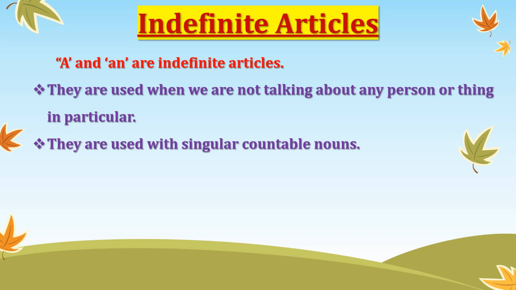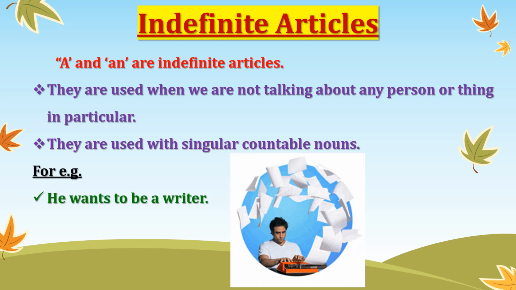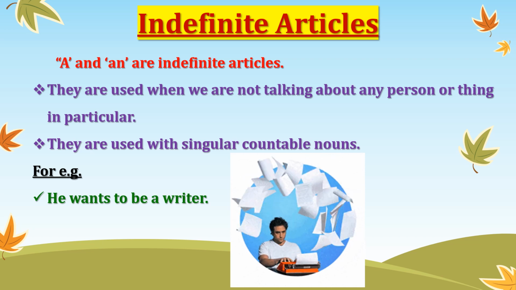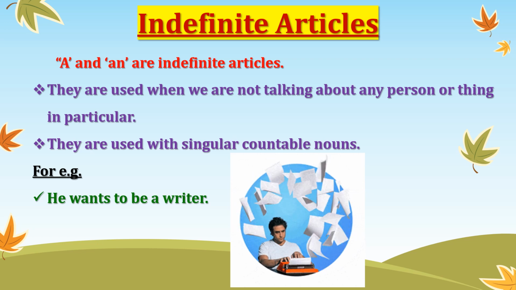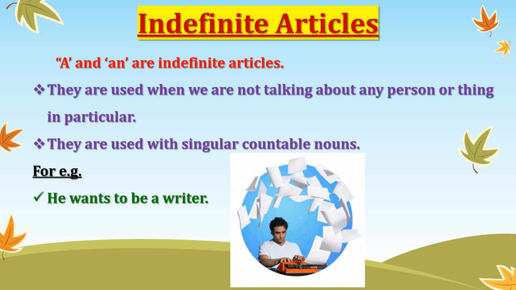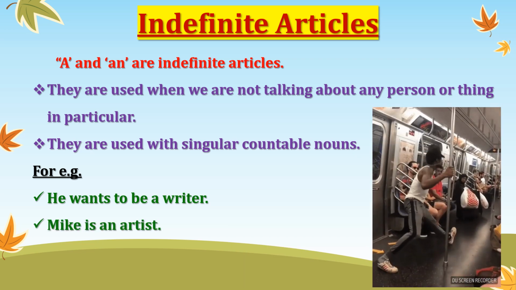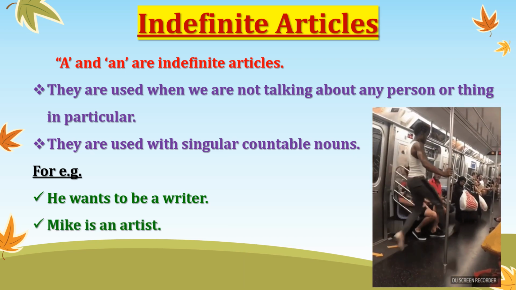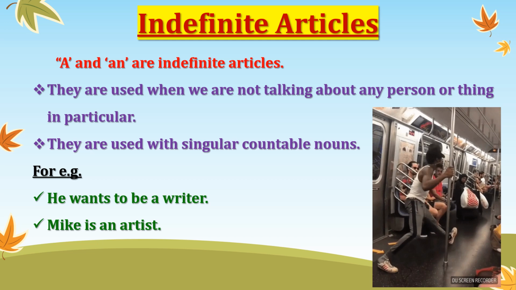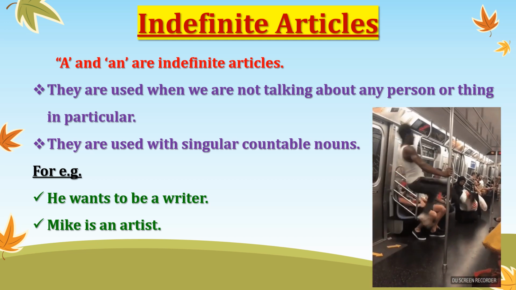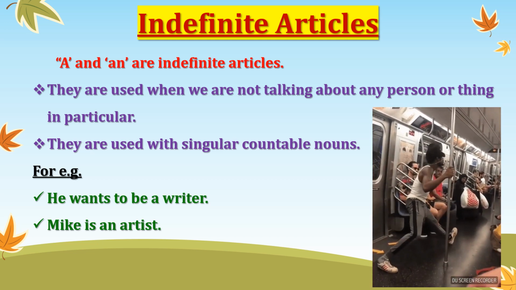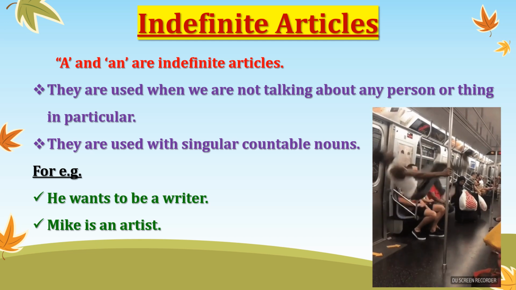Let us take a few examples here. He wants to be a writer. Here, this word writer is singular and we can count it. So, we have used this article a over here. Mike is an artist. Again, this noun artist is singular and is countable. That is why we have used an over here.